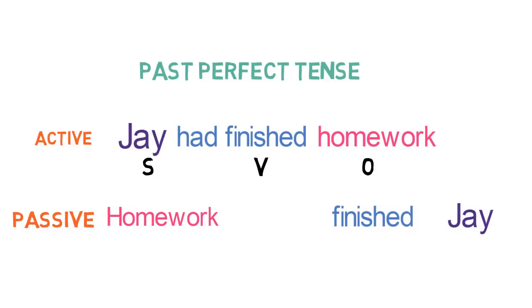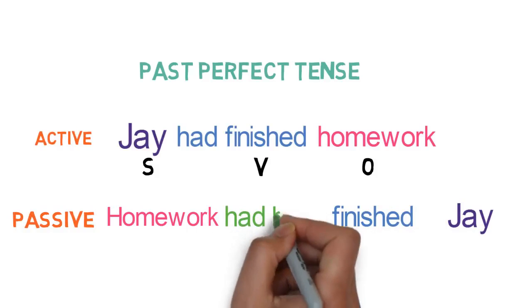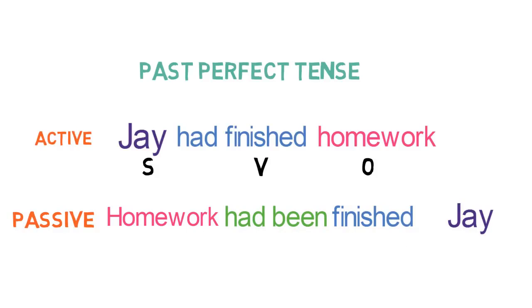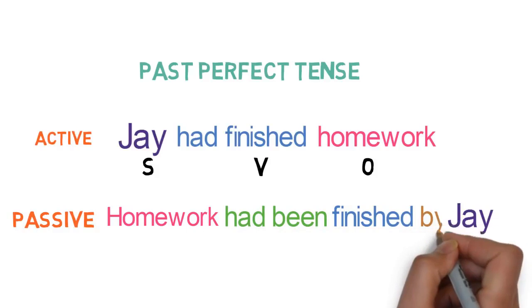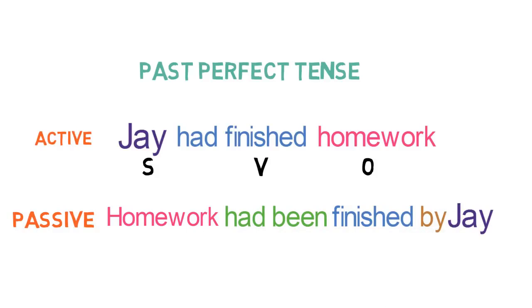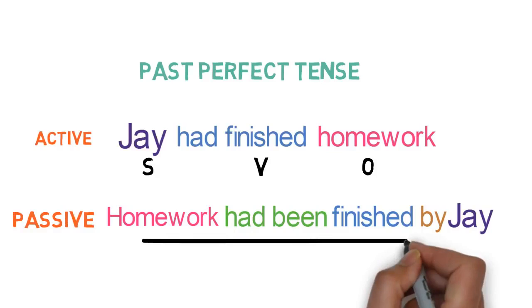Next, adding a suitable helping verb of to be, it will be had been. And lastly, we need to add by here to make the sentence complete. So the whole sentence is like this. Homework had been finished by Jay.